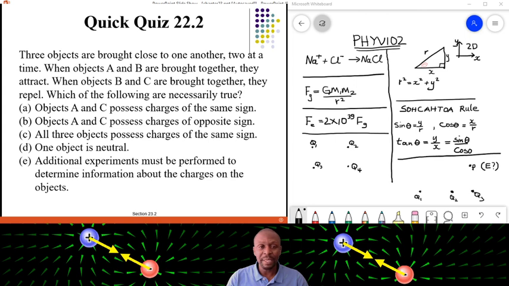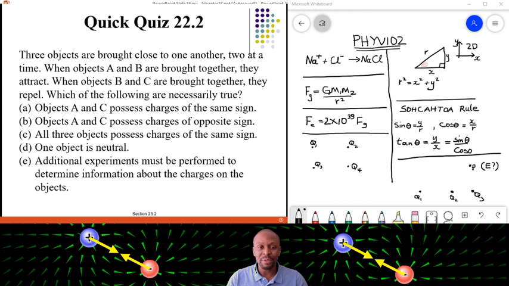Number A, objects A and C possess charges of the same sign. Number B, objects A and C possess charges of opposite signs. Number C, all three objects possess charges of the same sign. D, one object is neutral. And E, an additional experiment must be performed to determine information about the charges on the objects.